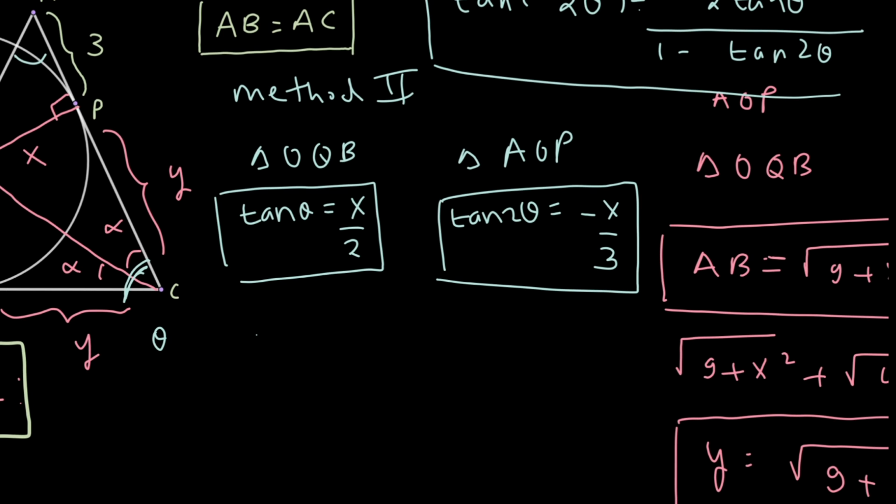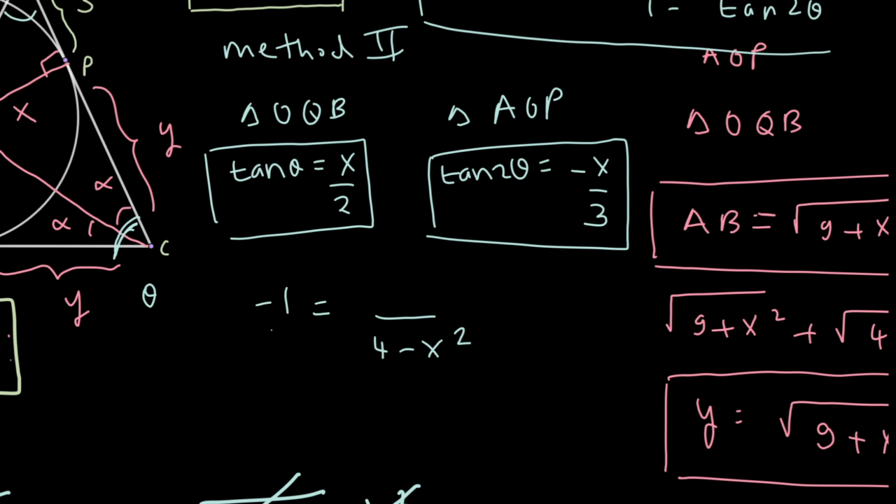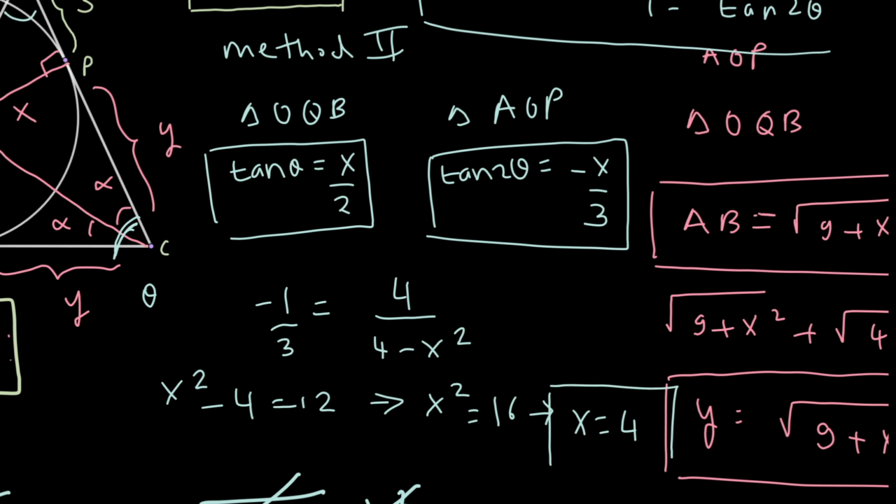So we'll use the same identity over here. Therefore on the left-hand side, tangent of 2 theta, negative x upon 3, equals 2 times tangent of theta, therefore 2 times x upon 2, upon 1 minus x upon 2 the complete square, that is x square upon 4. Simplifying the right-hand side will finally give me 4 times x upon 4 minus x square. Now from both sides we can cancel out the x, so we will finally get negative 1 upon 3 equals 4 upon 4 minus x square. Doing the cross multiplication will give me x square minus 4 equals 12. Finally we will get x square equals 16, and this will give us the value of x as positive 4, and that's the answer that we were looking for.